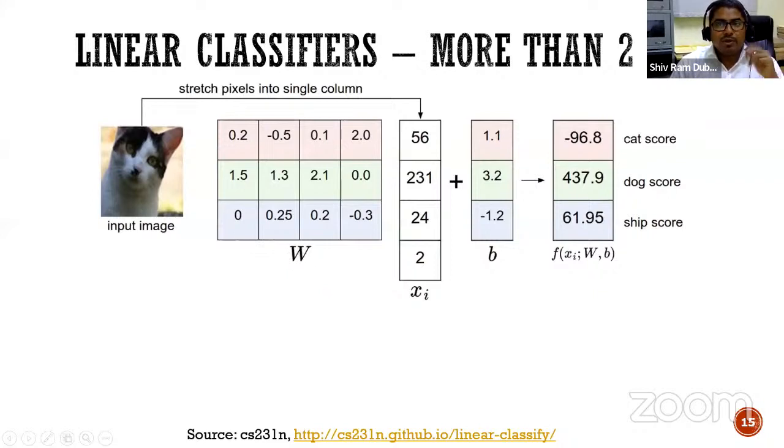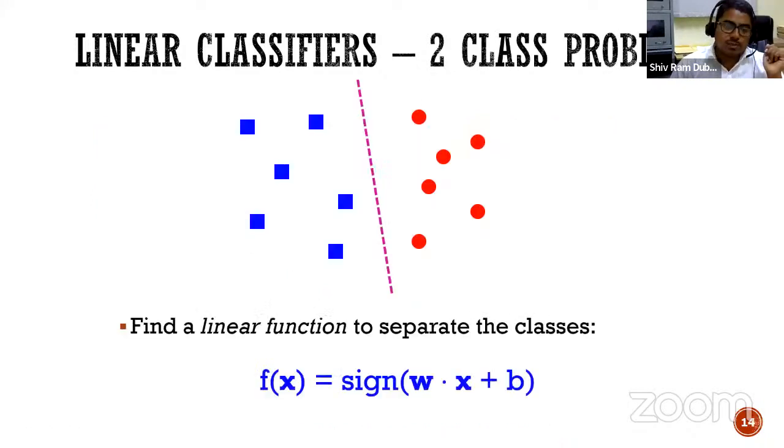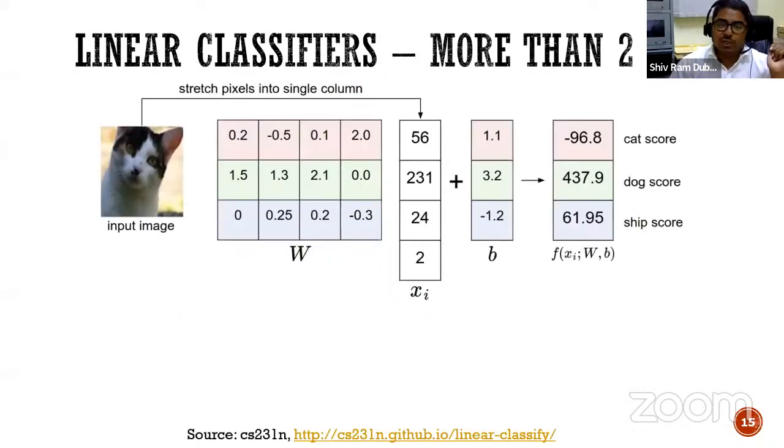But that is not true for 2 classes, because for 2 classes, we can just manage with the sign. So only one classifier is sufficient to say the sign is positive or negative. But when we have more than 2 classes, then only the sign will not be sufficient. Then we have to talk about the class scores for different classes. So that's why we have to consider that many classifiers with respect to how many classes we have.